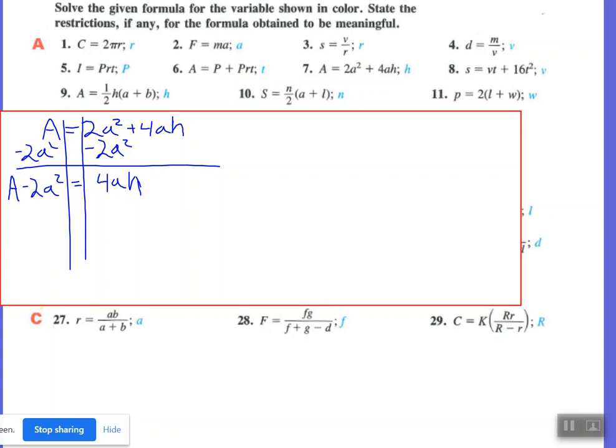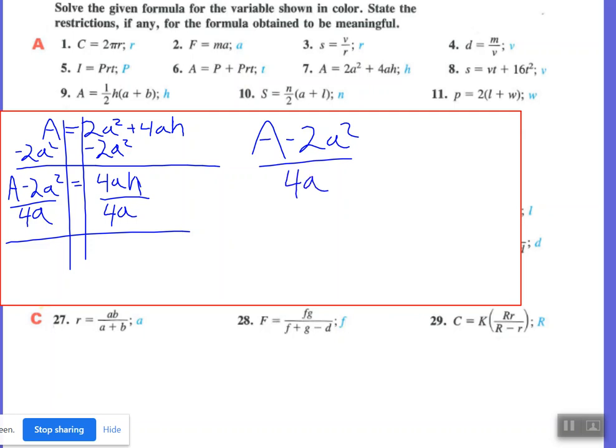Do I have a new volunteer who can help us with what we need to do next? Wyatt. So I would divide by 4, so I do 4ah divided by 4. And while we're at it, can we just divide by a as well? Yeah. Okay, let's divide by a as well. All right, that's a great first move. And so we get big A minus 2 small a squared over 4a.